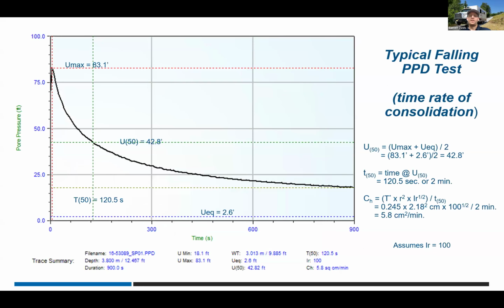From these PPD tests, you can calculate time rate of consolidation. This is a typical normally consolidated response in clay. And to get to your time rate of consolidation, you first determine your U50, or your point at which 50% of the pore pressure has dissipated. U50 will then allow you to find T50, which is the duration of time it took to reach U50. You can put those into the calculation for C sub H, along with a time factor, your cone geometry, and a rigidity index to get your C sub H.